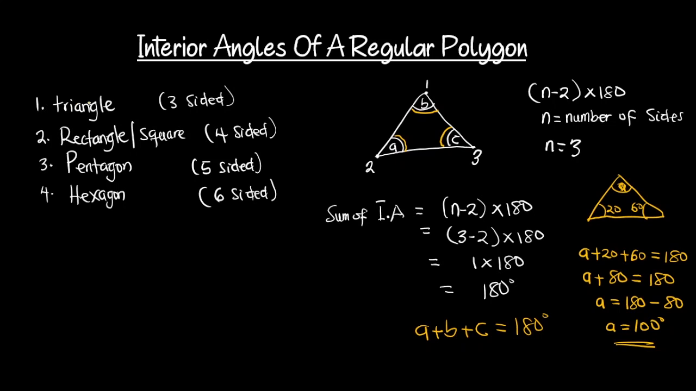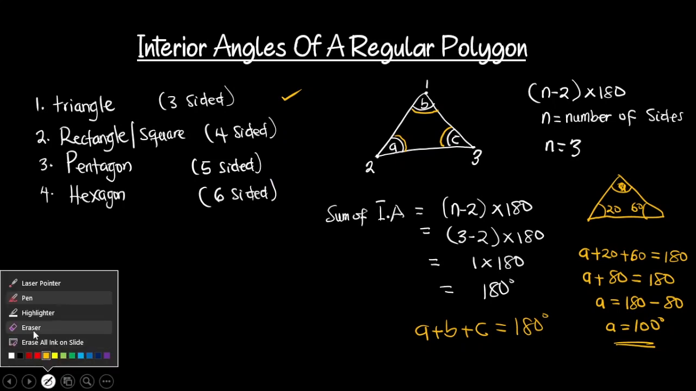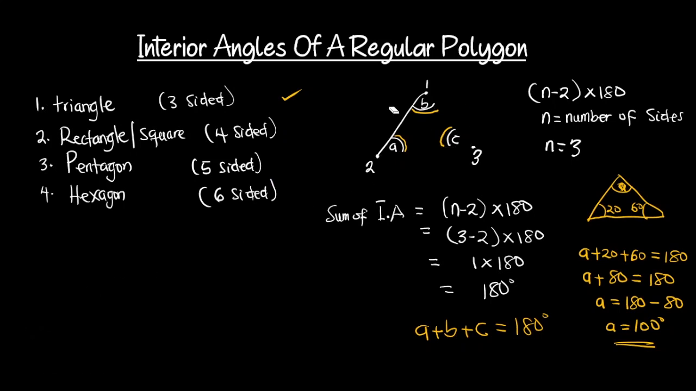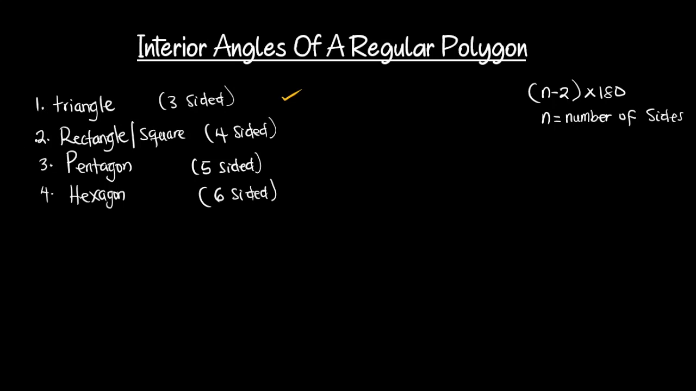Now let's move on. We are done with the triangle. Let's move on and see that of a four-sided figure. So let me quickly erase what I have here. Okay, so let's look at that of a four-sided polygon. Now for a four-sided polygon, we can have a square, a rectangle, or any other four-sided figure, like for instance something like this.